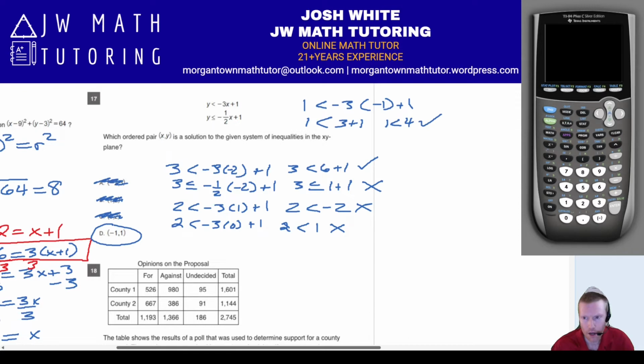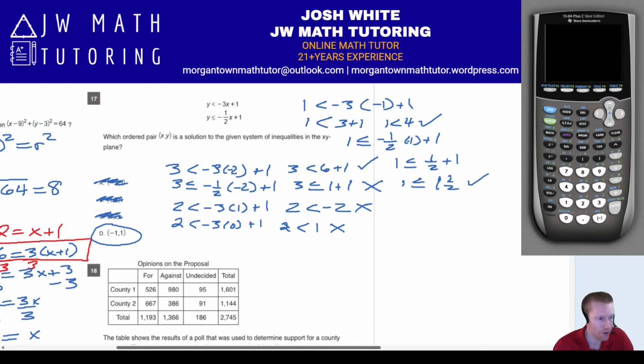Now, let's check in the second one. So we have 1 less than or equal to negative 1/2 times 1 plus 1. Here, if you're not comfortable with doing the fractions, you could just do this on a graphing calculator or scientific calculator, but it's going to be 1 is less than or equal to negative 1/2 plus 1. 1 is less than or equal to, it's basically 1/2, or 3/2... That checks, that is true. That confirms that the answer choice is D.